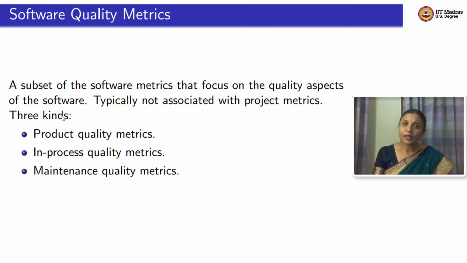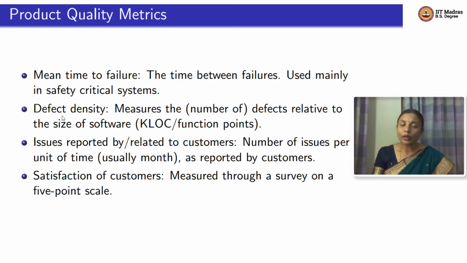There are three kinds of software quality metrics: one that focuses on the quality of the product, one that focuses on the quality of the process involved in developing the product, and another that focuses on the maintenance quality of the software product. So we'll see what they are. Product quality metrics, here is a small list of them. The first one is mean time to failure. Software fails, and it can fail for several different reasons. Between failure 1 and failure 2 and subsequent failures, you measure the time and take the mean value. This is considered an important metric.